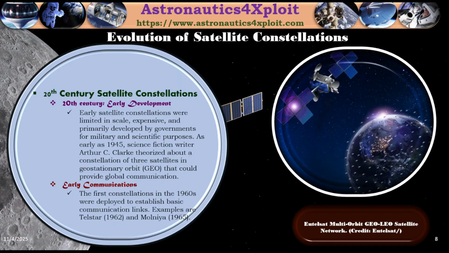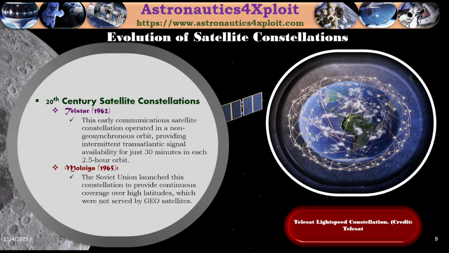Evolution of satellite constellations. Early satellite constellations were limited in scale, expensive, and primarily developed by governments for military and scientific purposes. As early as 1945, science fiction writer Arthur Clarke theorized about a constellation of 3 satellites in geostationary orbit that could provide global communication. The first constellations in the 1960s were deployed to establish basic communication links. Examples are Telstar in 1962 and Molniya in 1965. Eutelsat multi-orbit GEO-LEO satellite network is shown in this picture.